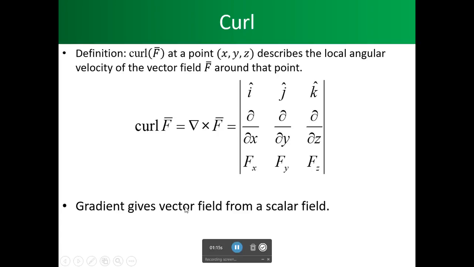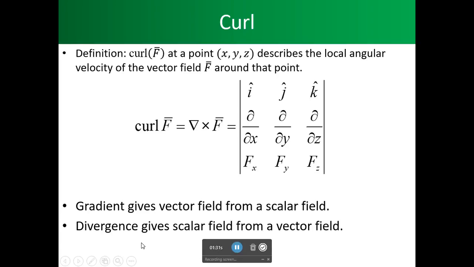So the gradient gives us a vector field when it starts off with a scalar. So when we finish with a gradient, we have a vector, but we start off with a function that's just a scalar field. When we use divergence, it gives a scalar field from a vector field. We start off with a vector field.